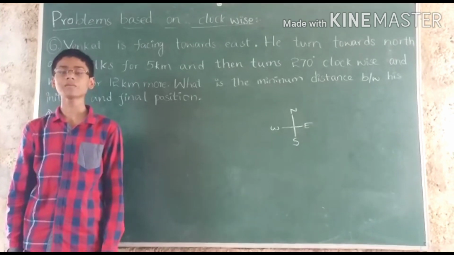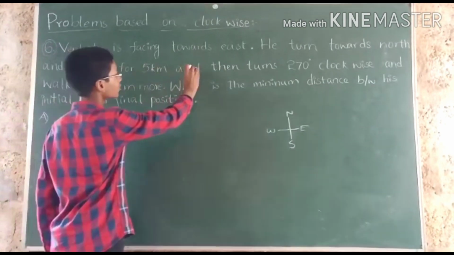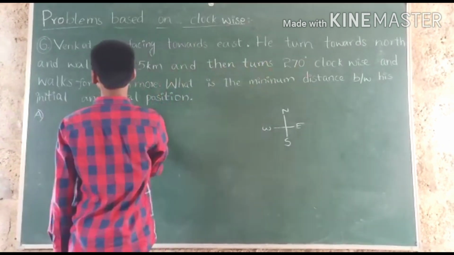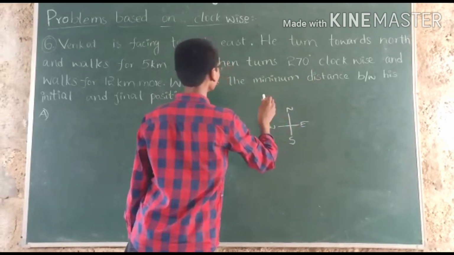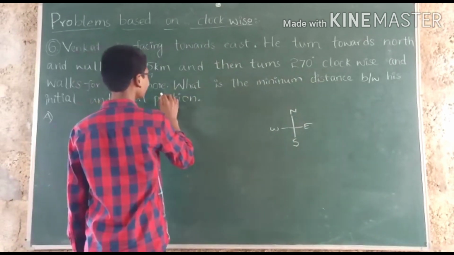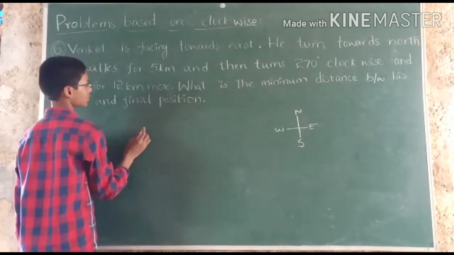Now let me explain some problems based on clockwise direction. Venkat is facing towards east, he turns towards north and walks for 5 kilometers and then turns 270 degrees clockwise and walks for 12 kilometers more. What is the minimum distance between his initial and final position?